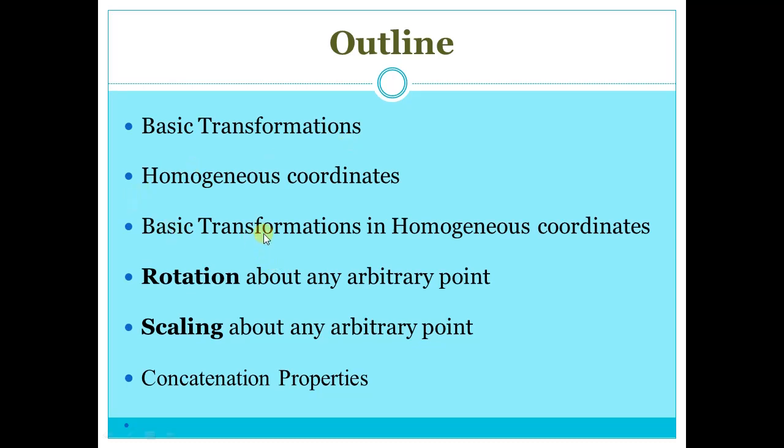Then we are going to learn basic transformations in homogeneous coordinates, because these are very helpful for quick and efficient calculations, and it is desirable to express all transformations in the form of multiplication. That's why we are converting the basic transformations into homogeneous coordinates. Then we will discuss rotation about any arbitrary point or pivot point, then scaling about any arbitrary point, and the last one we will discuss is concatenation properties.